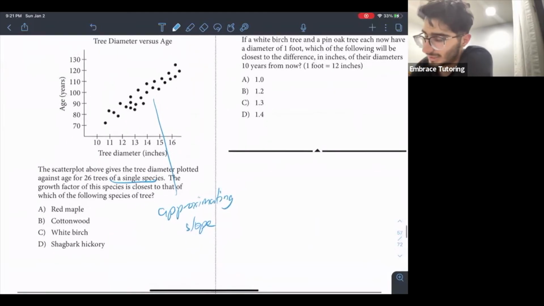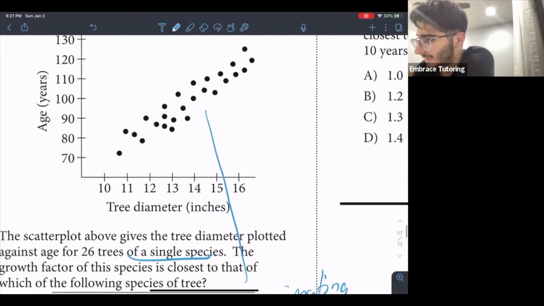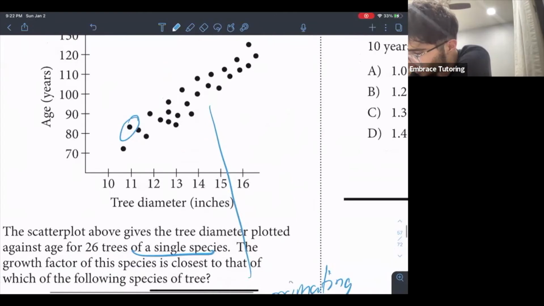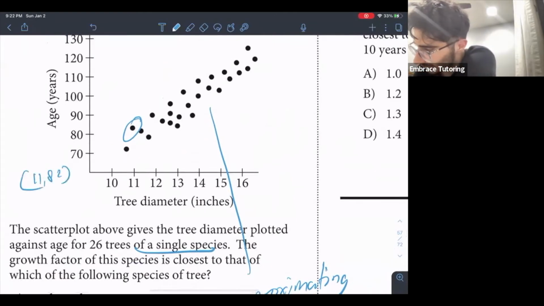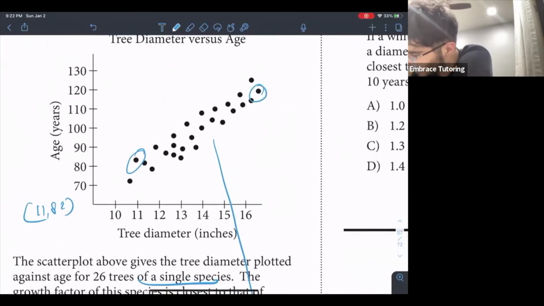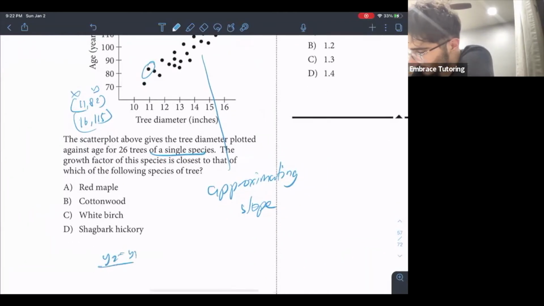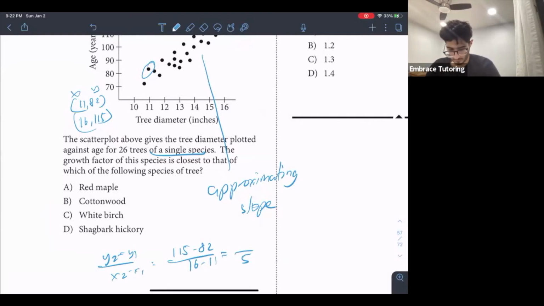Approximating slope. So I'll just take 2 points that are very close to absolute values. I could use, let's say, this one, 11 and 82. And then I can use a point at the end right here, around 16 and 115. And then just take the slope: y2 minus y1 over x2 minus x1. 115 minus 82 over 16 minus 11 gives you 115 minus 82, which gives you 33.